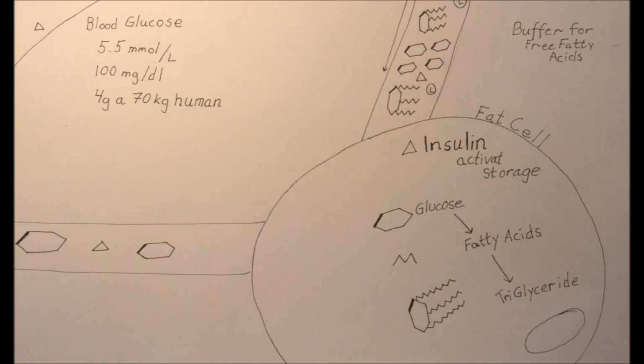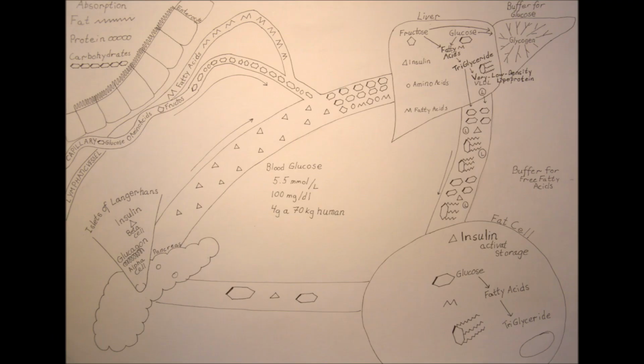The body wants the blood glucose to be 5.5 millimole a liter. So all blood glucose over 5.5 is stored in fat cells, activated by the insulin. The glucose molecule is transformed into a fatty acid and transformed to the storage form of triglyceride. To recap everything I've said until now, this is the triangle of blood glucose balance.